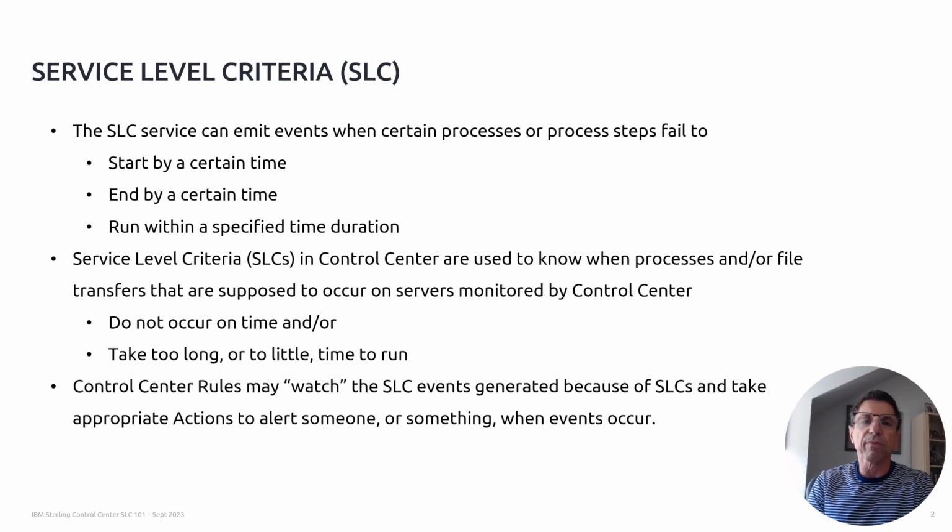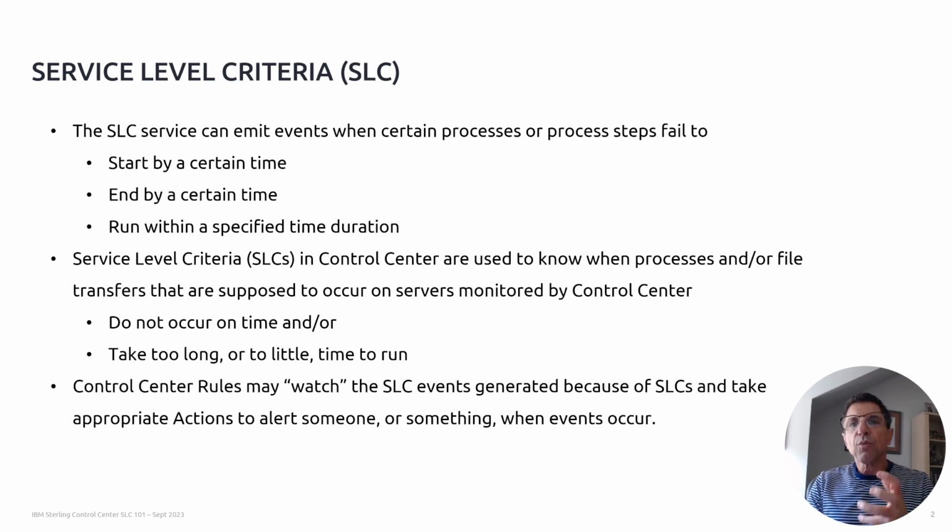These rules watch for events, and when they're triggered by an event that matches their criteria, they take an action. Now, if you want to know if a process doesn't run by a certain time, well, Control Center wouldn't have gotten an event that said something didn't happen from a monitored server. But you can use the SLC service and program it to know when certain things are supposed to happen, and if they don't, the SLC service will emit events that you can subsequently write rules to watch for.